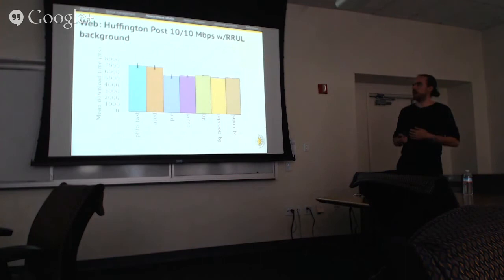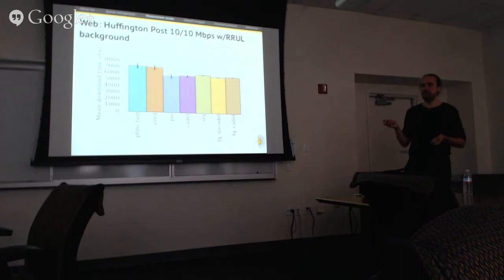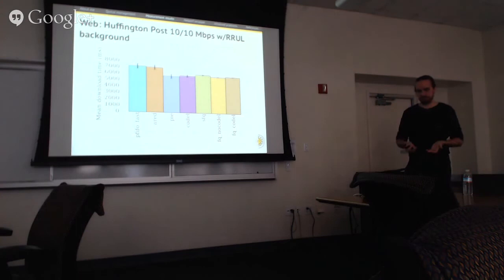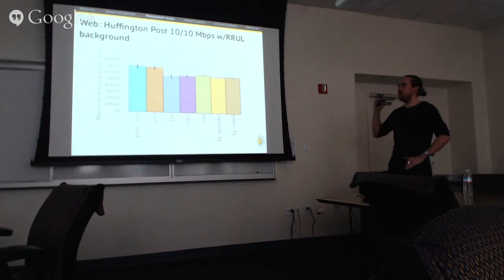And then we have a web traffic test. This is just one of those I ran. This is a mirror of the front page of the Huffington Post, which is, I think, about 3.5 megabytes of data over 150-ish requests, so it's quite a big page. And what this tells you is that if you're doing that at 10 megabits with a lot of background traffic, it's going to take you 8 seconds to load the Huffington Post.